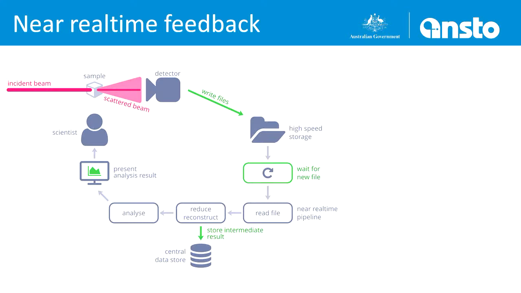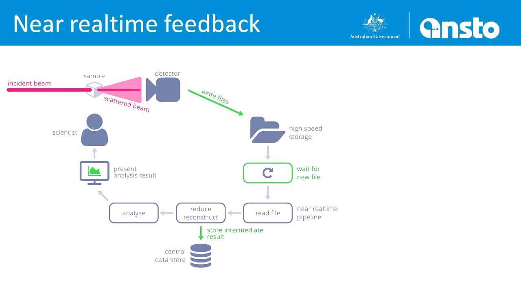Depending on what kind of detector we have, those files can be a few but huge, or small and hundreds of thousands of files. They go into our storage. And then what we would like to do is, every time a new file arrives, that's the green box, we would like to start a pipeline. That pipeline, for example, reads the files, reduces the data, reconstructs the data, performs some first coarse analysis, and then presents that result to the scientist.